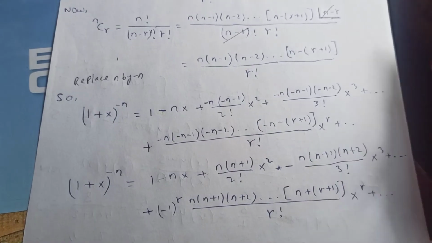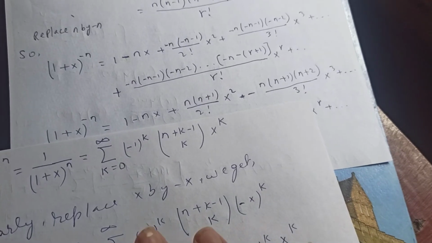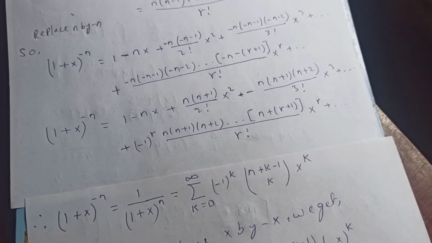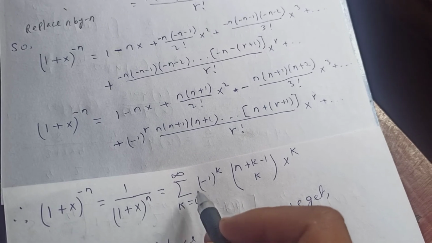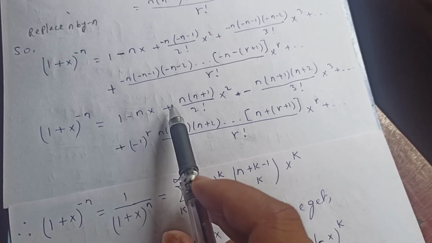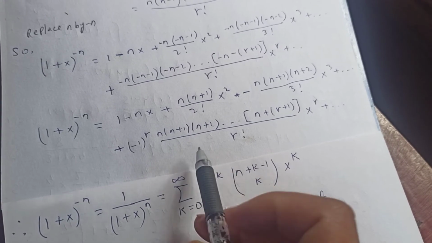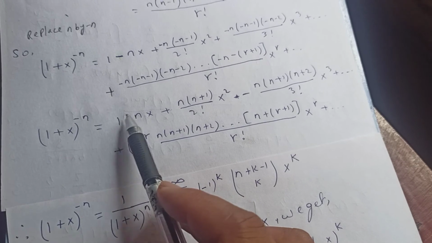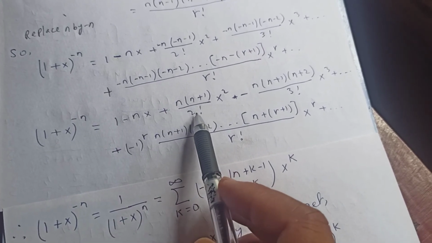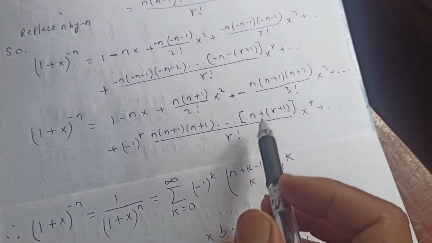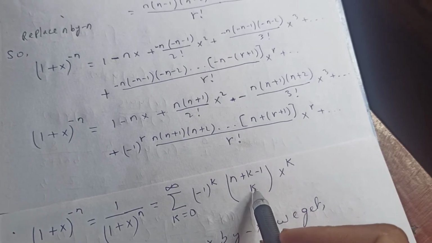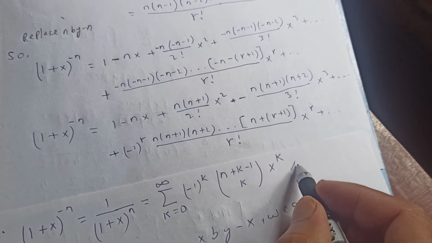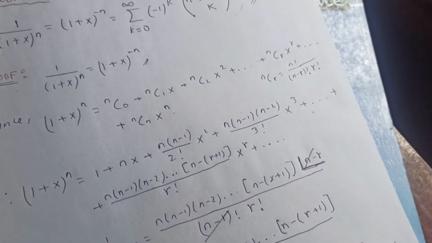Now, continuing, let's put this in terms of summation. (1 plus x) to the negative n is the same as 1 over (1 plus x) to the n, which is the sum from k equal to 0 to infinity. The signs alternate, negative, positive, negative, so it will be negative 1 to the k. If you work out all these terms, the coefficient of x is (n plus k minus 1) combination k, times x to the k. So this is what we are trying to prove.